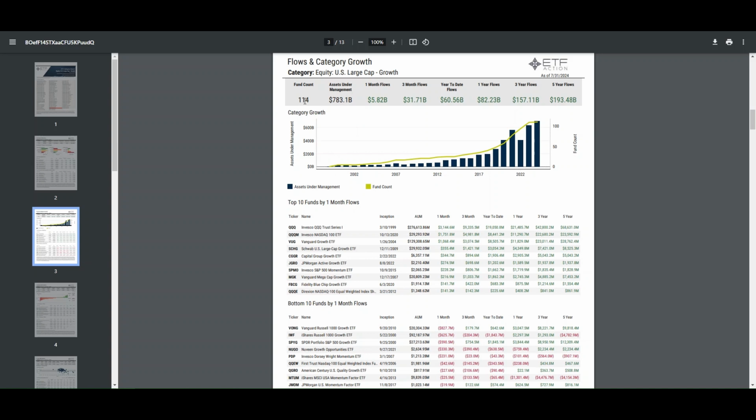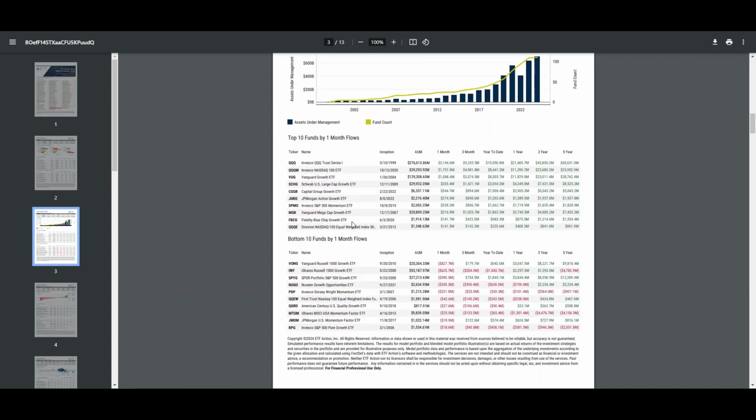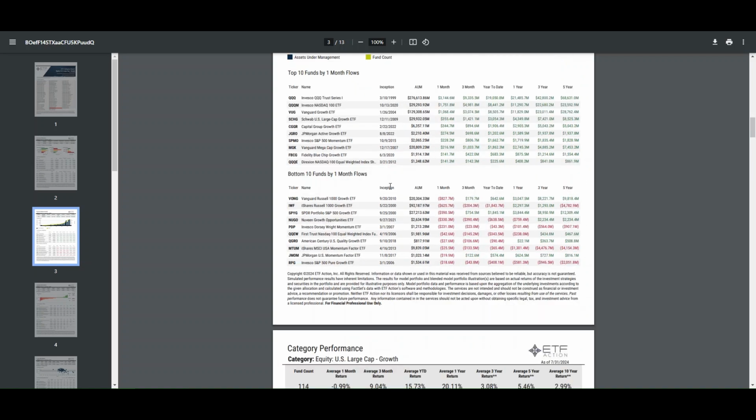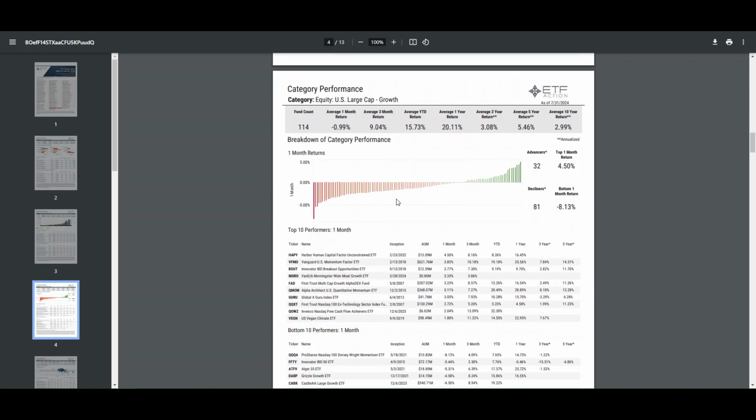Now, you can see at the top of each page, we'll have category level statistics. This is, again, the number of funds, assets under management, and then flows for the entire category. Let's just say you want to know the flows for a specific fund in here, but it didn't make the top 10 or the bottom 10. We do have an appendix at the end that you can look through to find specific funds.